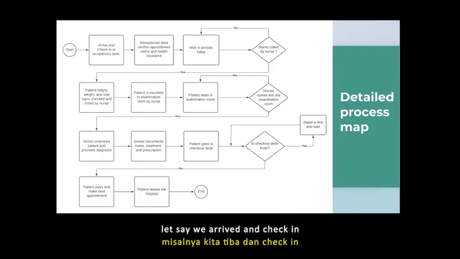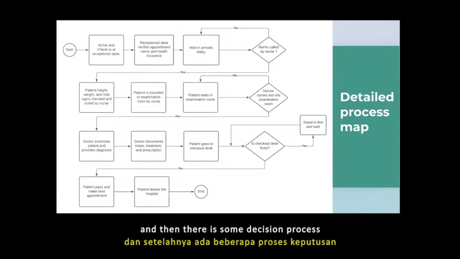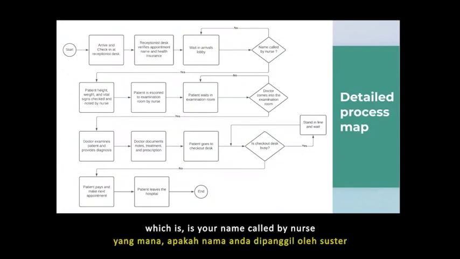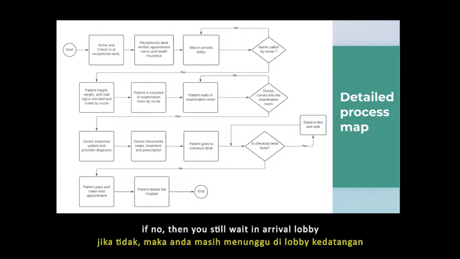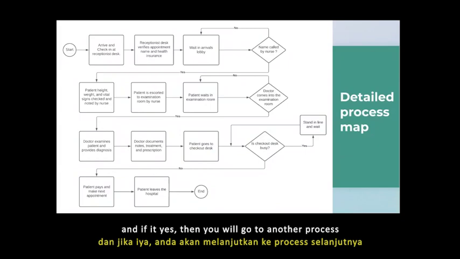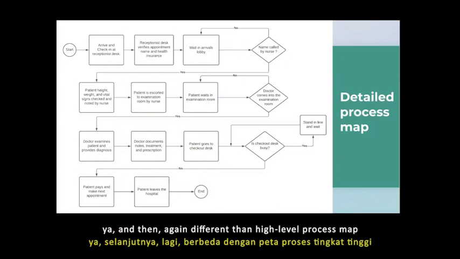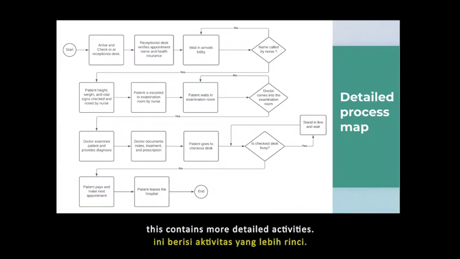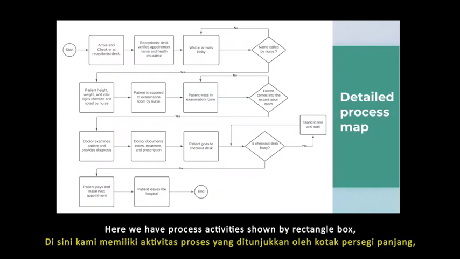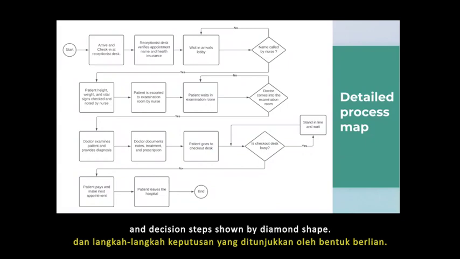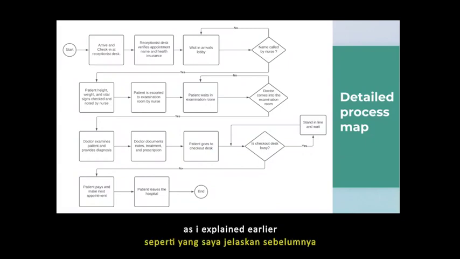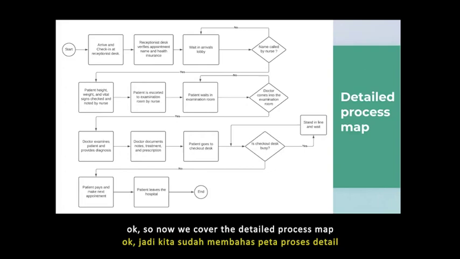Let's say we arrive and check in, and then we wait in arrival's lobby, and then there is some decision process, which is: is your name called by the nurse? If no, then you still wait in arrival's lobby, and if yes, then you will go to another process. Yeah, and then different than high level process map, this contains more detailed activities, and here we have a process activity shown by a rectangle box and decision steps shown by a diamond shape, as I explained earlier. Okay, so now we cover the detailed process map.